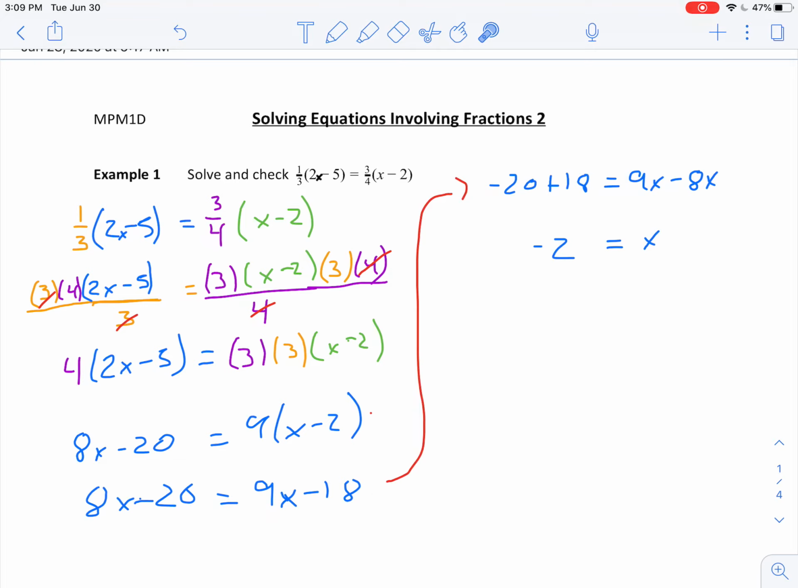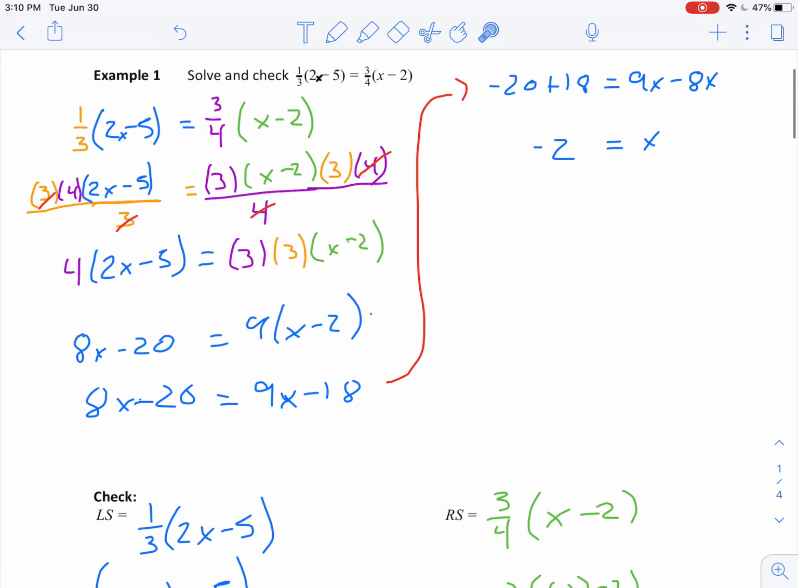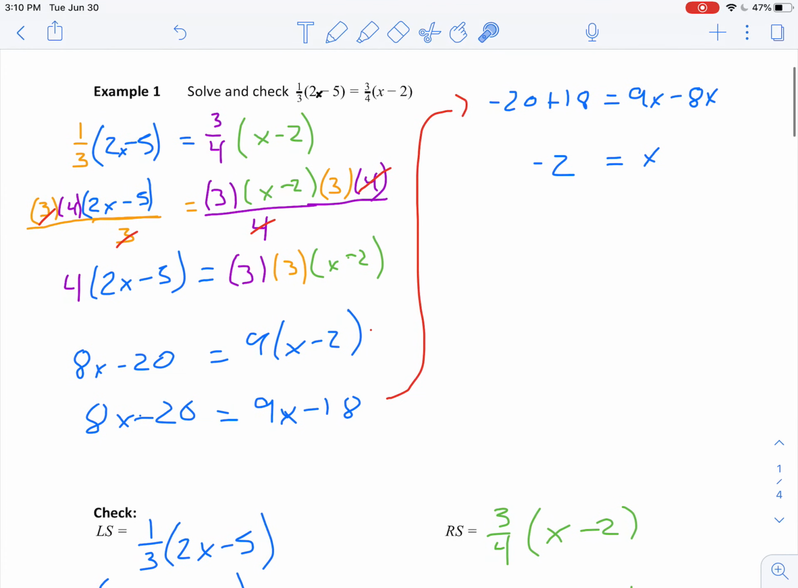I need to go ahead and bring all of my constants and variable terms to either side. So I brought all of my variable terms over to the right side, and the signs changed, specifically with the negative 8x. And then my constants, and I changed the signs accordingly. So now I have negative 20 plus 18 is equal to 9x minus 8x, in which case negative 2 is equal to x.